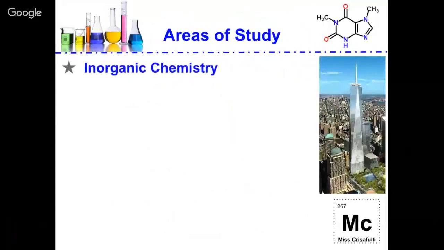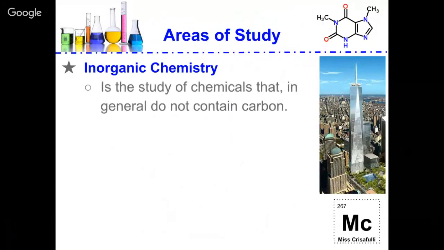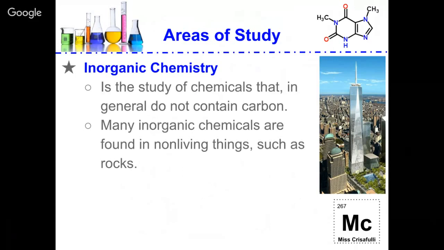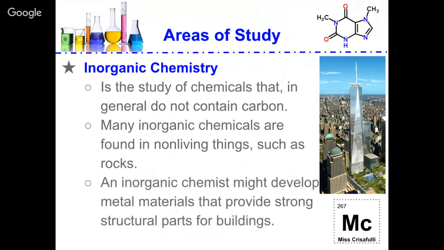The next area of study is inorganic chemistry. This is the study of chemicals that in general do not contain carbon. So we have 2 big groups of chemicals. We have chemicals that contain carbon, which organic chemists study, and then we have everything else that do not contain carbon, and that's what we consider inorganic chemistry. So many inorganic chemicals are found in non-living things such as rocks, and an inorganic chemist might develop metal materials that provide strong structural parts for buildings.